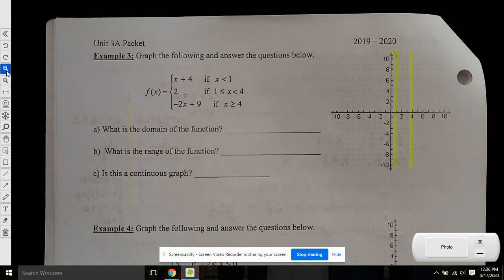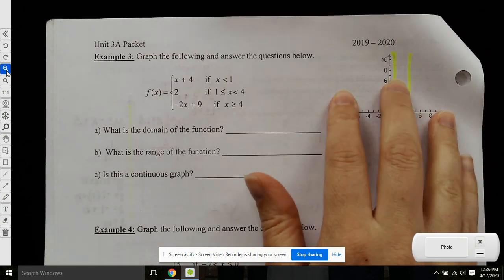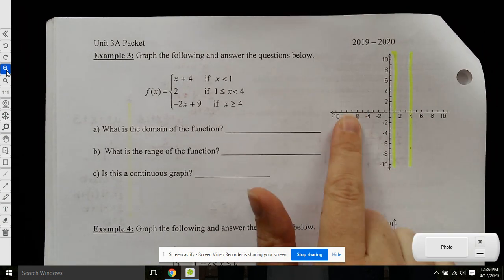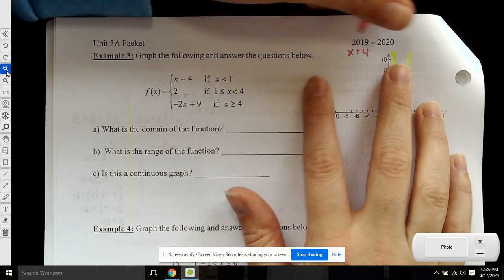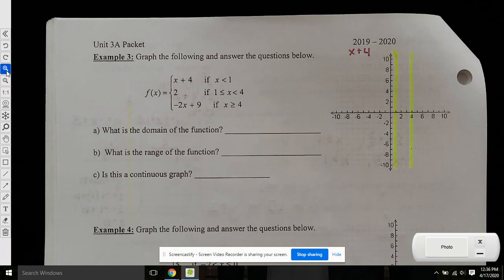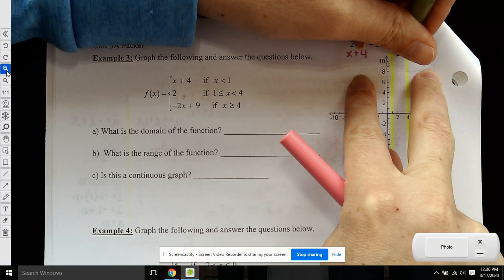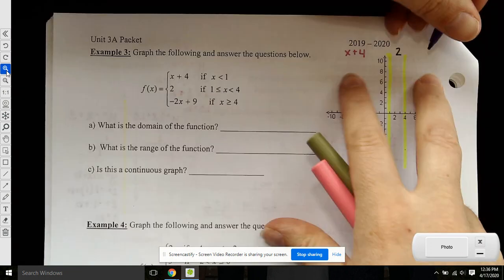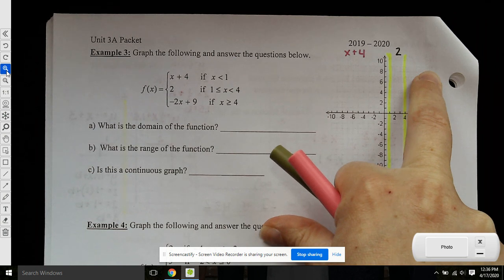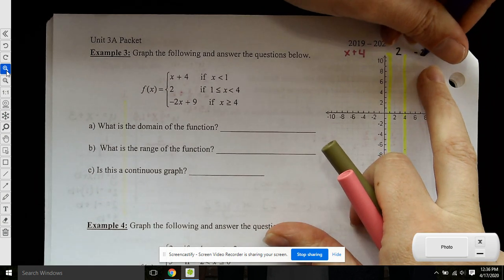Now the next thing I am going to do is write in what each function is in each of these sections. So when x is less than 1, I have x plus 4. So I know x plus 4 goes there. When I have between 1 and 4, I have the function 2. And when I have greater than 4, so the rightmost side, I have negative 2x plus 9.